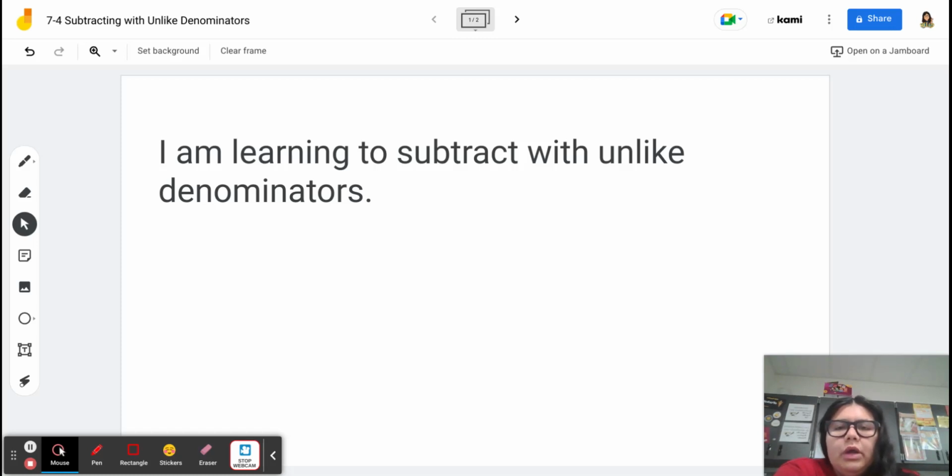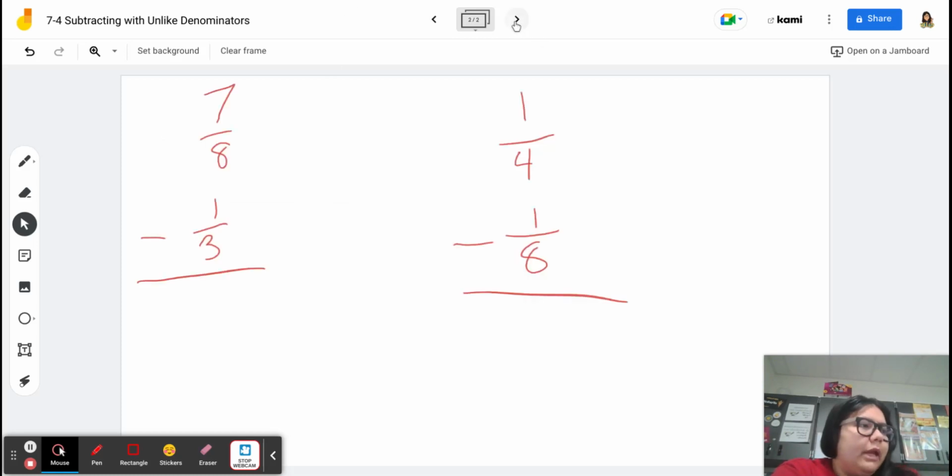We know that when we are adding or subtracting, they need to have common denominators. The reason for that is they need to be the same size pieces, or the same units that we're talking about when we subtract. So looking at our objective for today, it says, I am learning to subtract with unlike denominators. Let's take a look at some of the problems that we have.